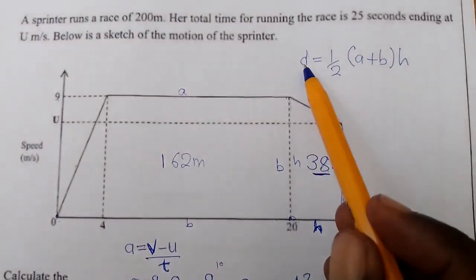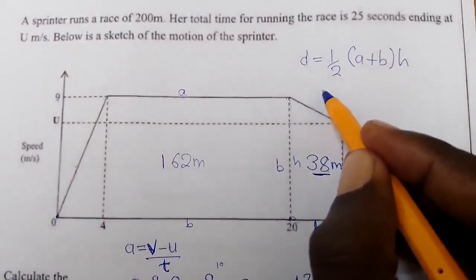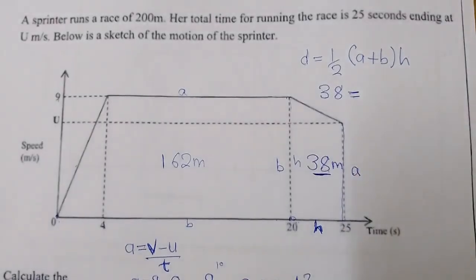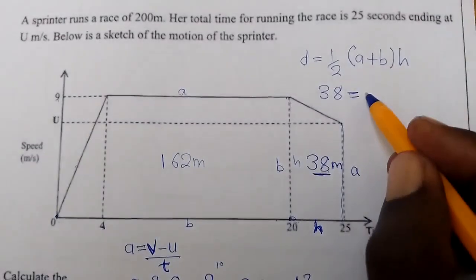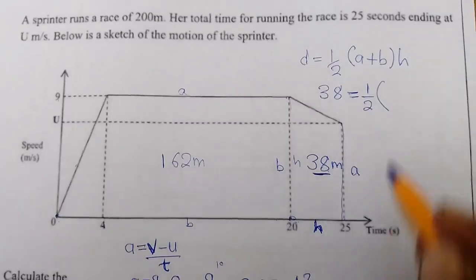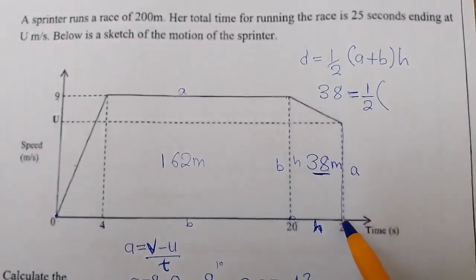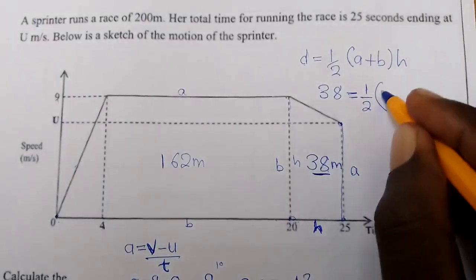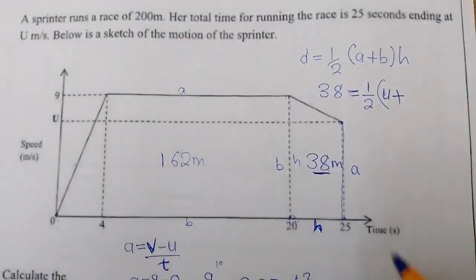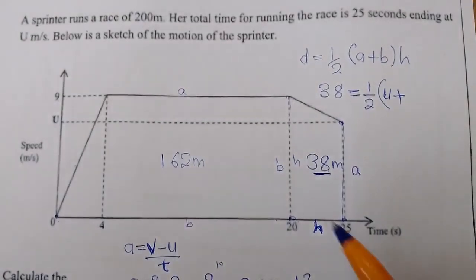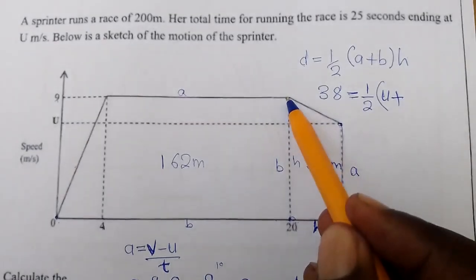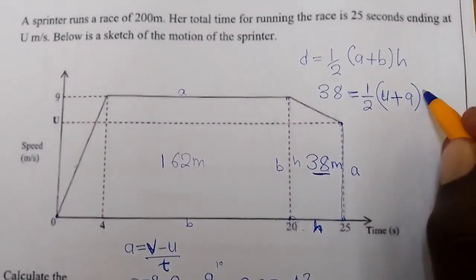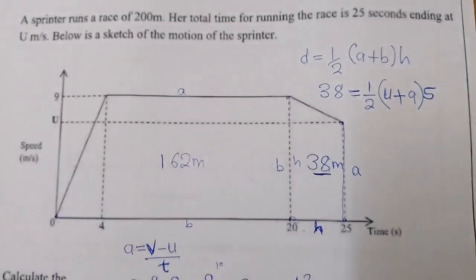So the distance you are given for this one is 38. So you're going to say 38 is equal to half, open bracket. What is your A? From here to there, this is your A. So what is your A? u. So you put u plus. What is your B? You check your B. B is from here to there. This is 9. So you put your 9 there. Then what is your height? The difference there is 5. Have you seen? This is what you are going to do.